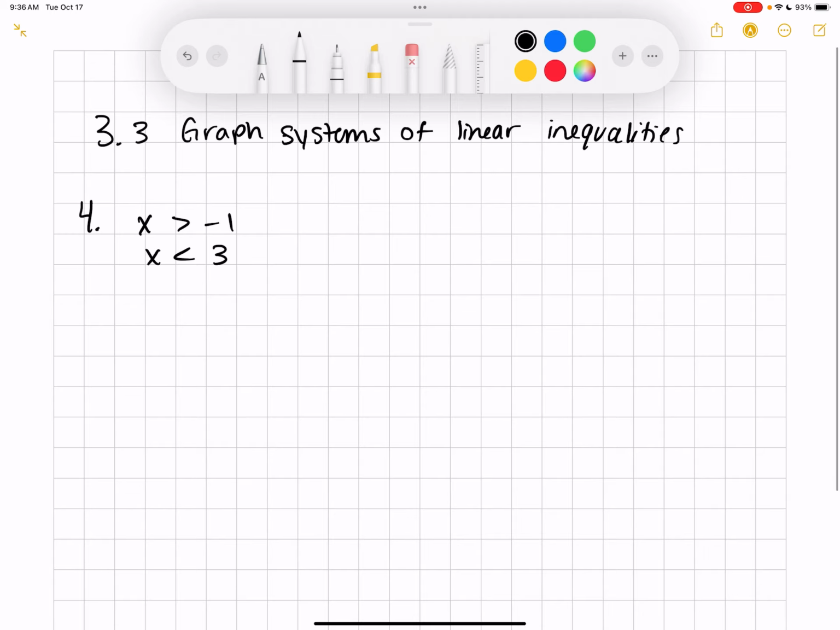All right, so we're graphing systems of linear inequalities, and we're graphing them the same way we graphed them individually, but now we have multiple of them, and we're looking for the area where the solution occurs. I've got x is greater than -1. So what is that line going to look like? Yeah, undefined slope at -1, and it's dotted.